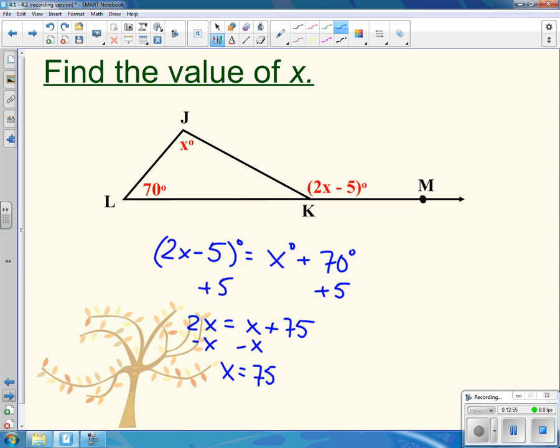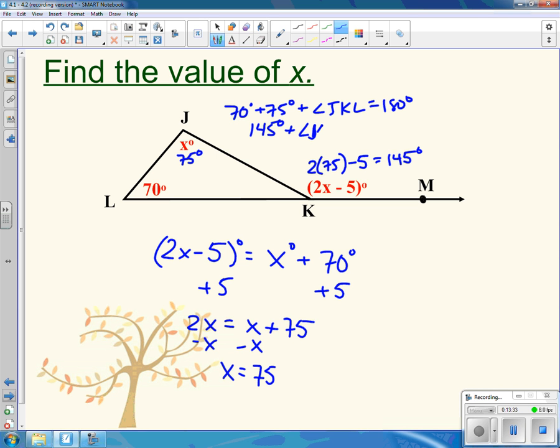So I'm going to plug those back in to make sure this value is working. So x is 75 degrees. Okay, if I plug it in for the 2x minus 5, 2 times 75 is 150 minus 5 equals 145. So let's find our last missing angle, JKL, to confirm that it's going to work for both of these values. So inside the triangle, 70 plus 75 plus angle JKL has to be 180. So 70 and 75 is 145.